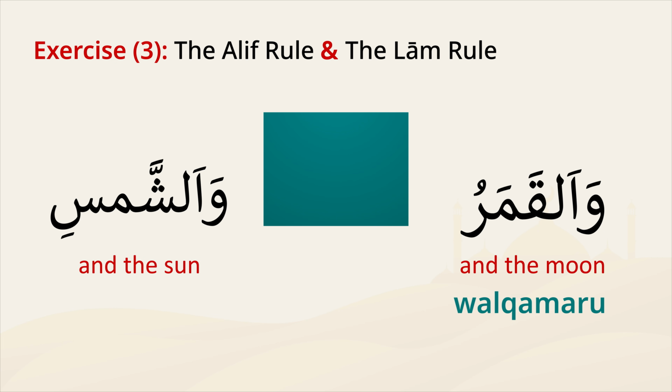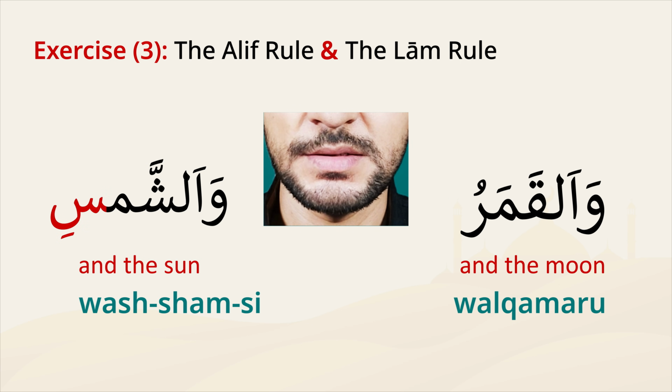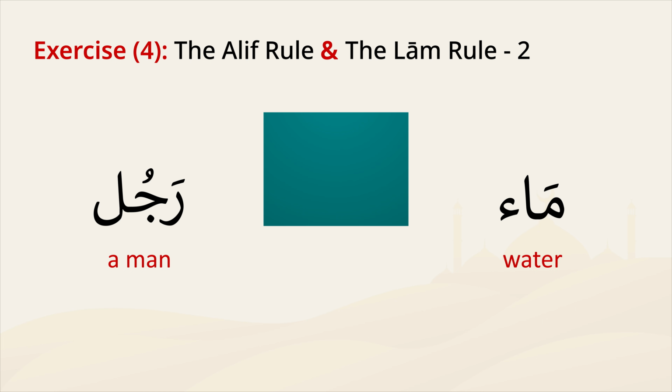So it becomes wash-shamsi. Let's have another example. These two words are indefinite. I'll just assume that the first one ends with dhammah ending and the second with fatha. In this case, there will be an additional silent alif as we studied in the tanween lesson. Take a moment to figure out the pronunciation as they are now.